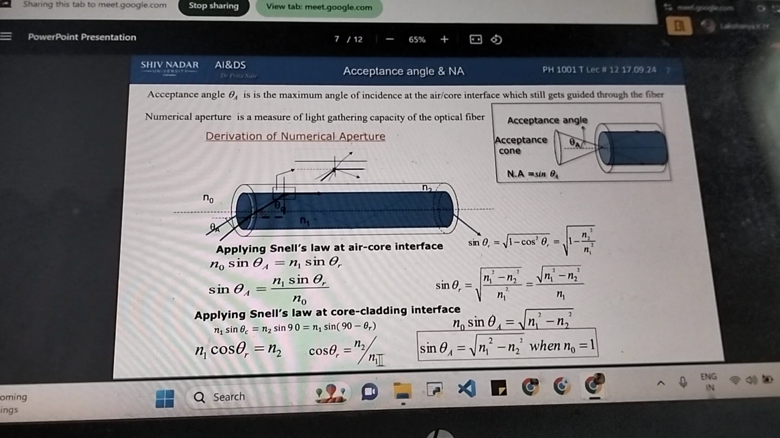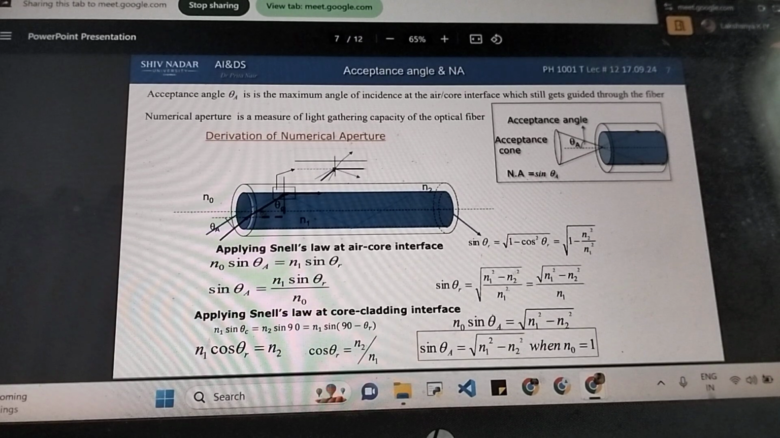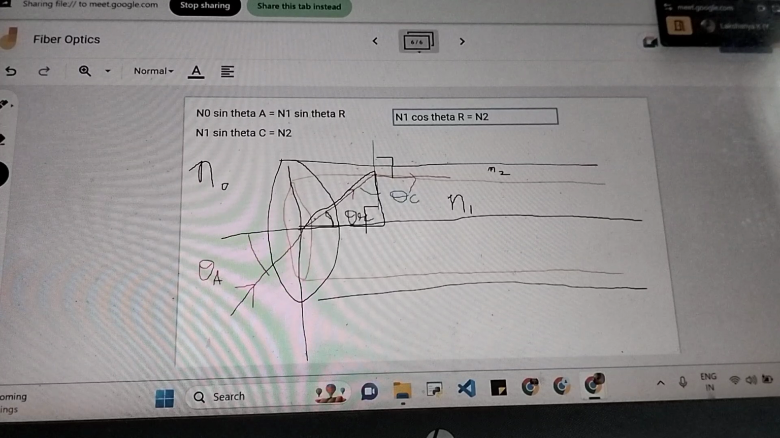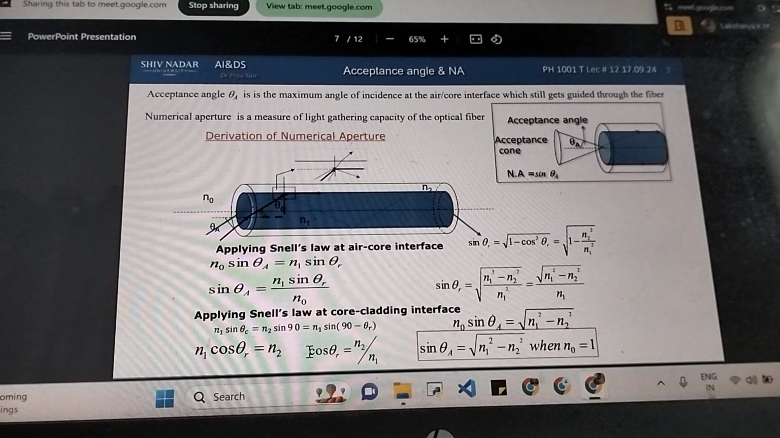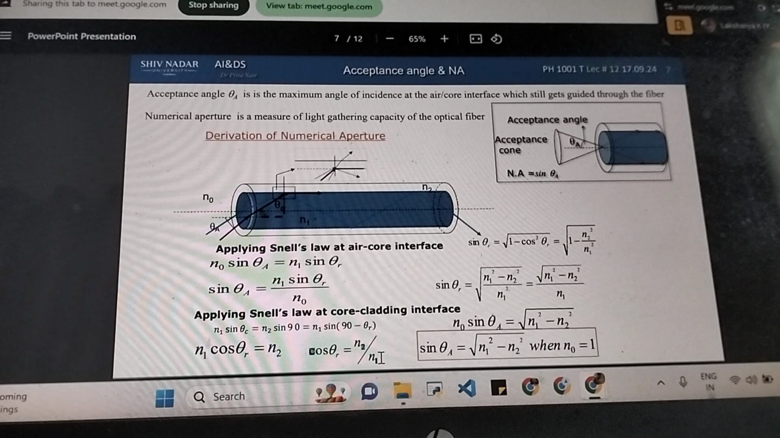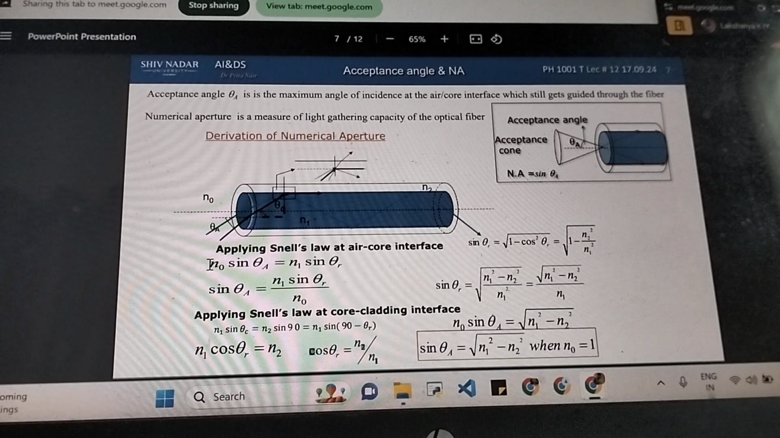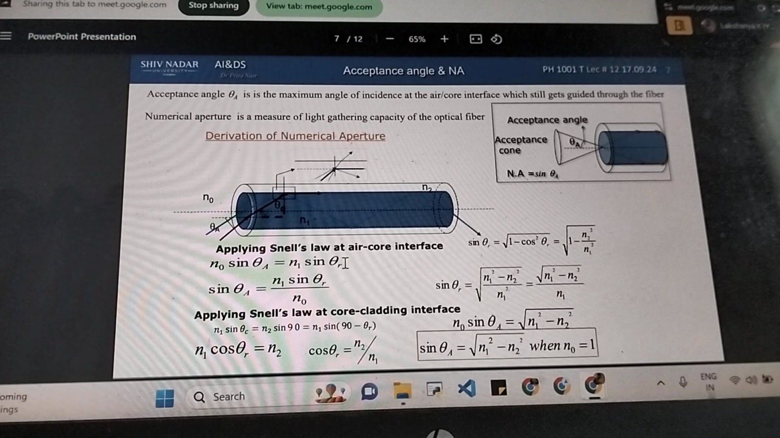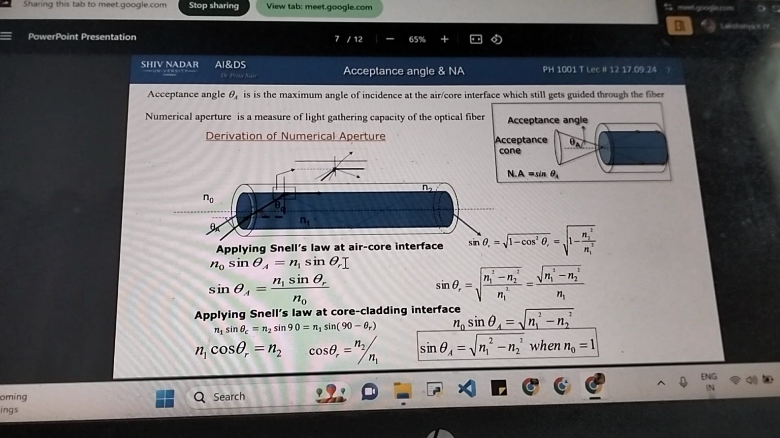Okay, so continuing with our derivation, we just got n1 cos theta r equals n2, or cos theta r equals n2 by n1. This is what we just derived. Now we also had this equation n0 sin theta a equals n1 sin theta r. Now we have an expression for cos theta r, but what we actually need is sin theta r. So now we bring back our very famous relation between sin and cos. Sin square theta r plus cos square theta r equals 1.